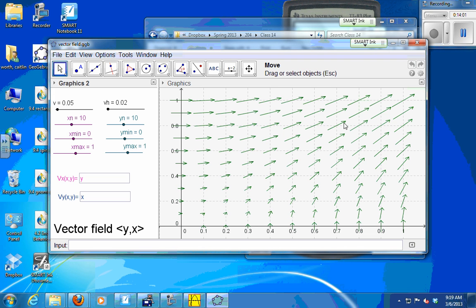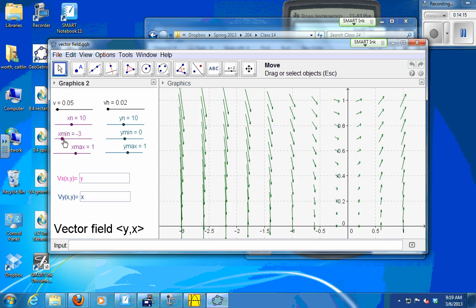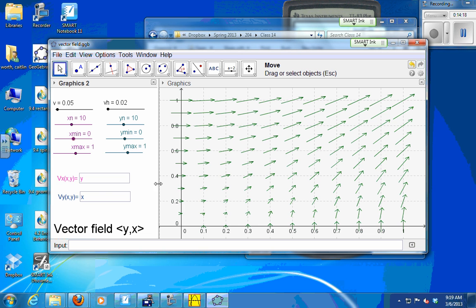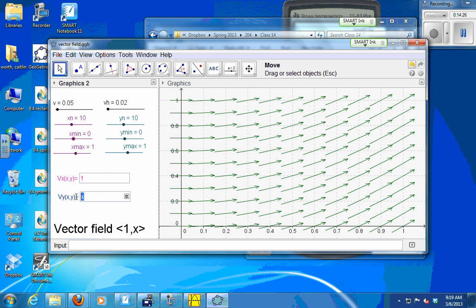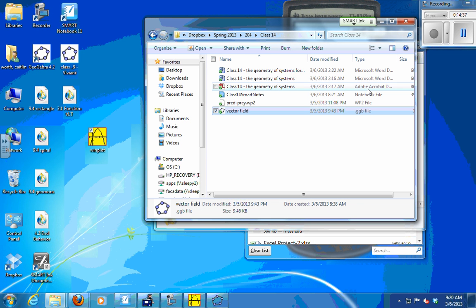In this one, you actually get vectors of different lengths. The limitation here is that your x-min and y-min and x-max and y-max can only go like, I think, -5 to 5, so you can only look at a certain window. But it can do cool stuff. All you do is type in the equations here. I'll post that file too. You can use it if you want when you're doing your homework. Both free things.